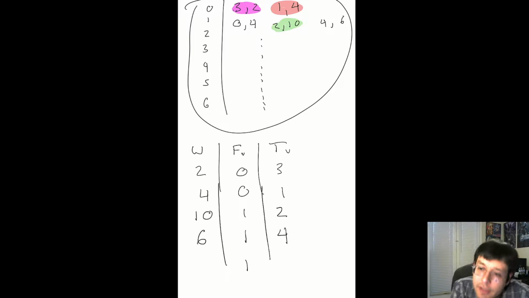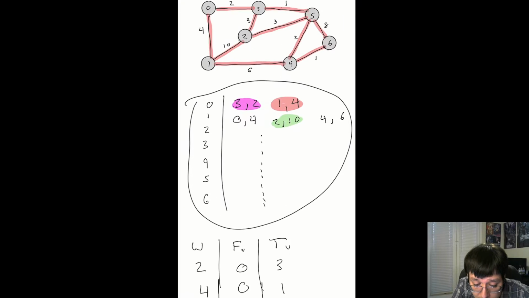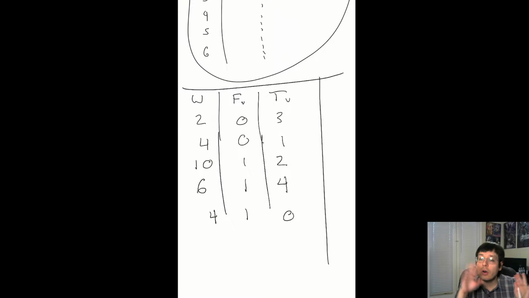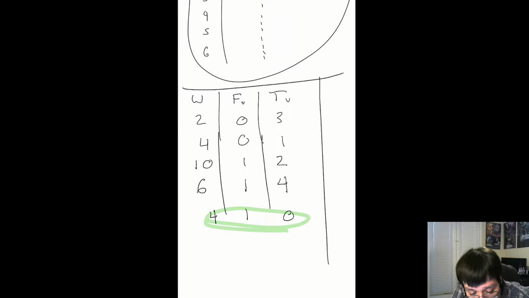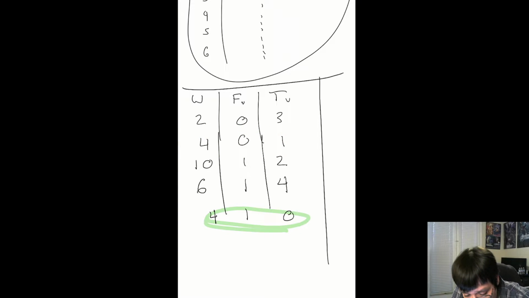Now, here's the thing, okay? So there is that edge going from 1 to 0 with a weight of 4. However, when you're making this list, you want to make it just all the edges. And in this case, this edge is technically the same as this edge, right? So you want to get rid of that and just keep one instance of it, okay?